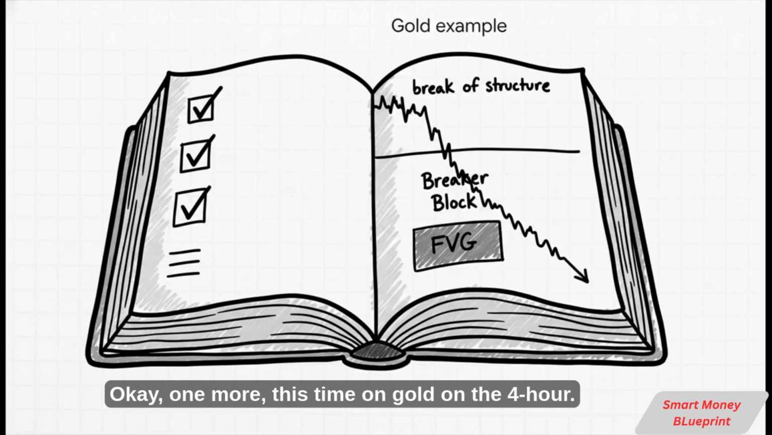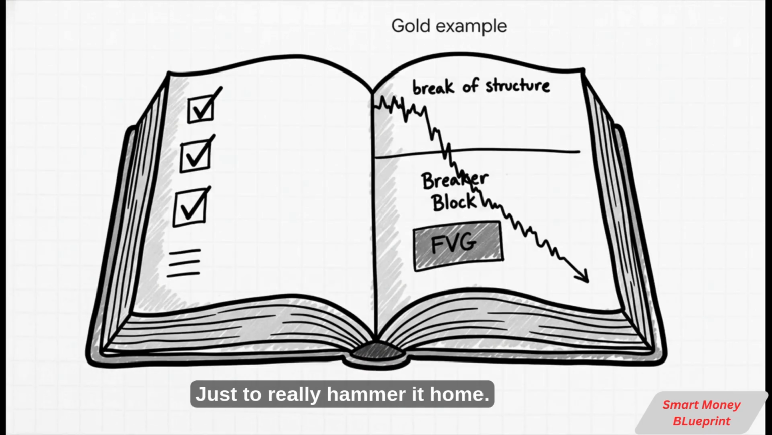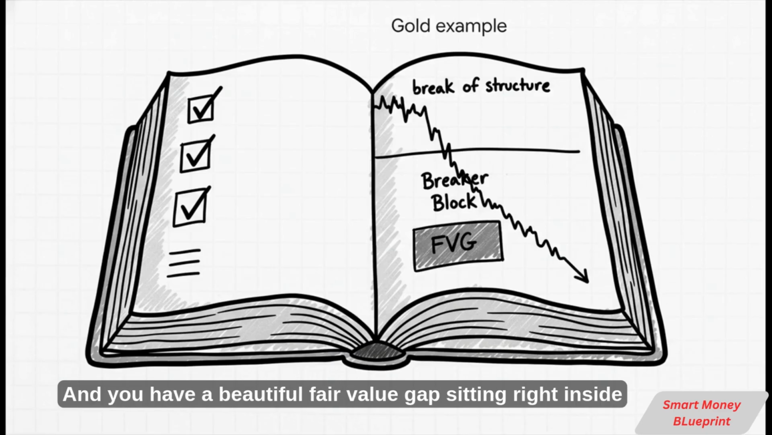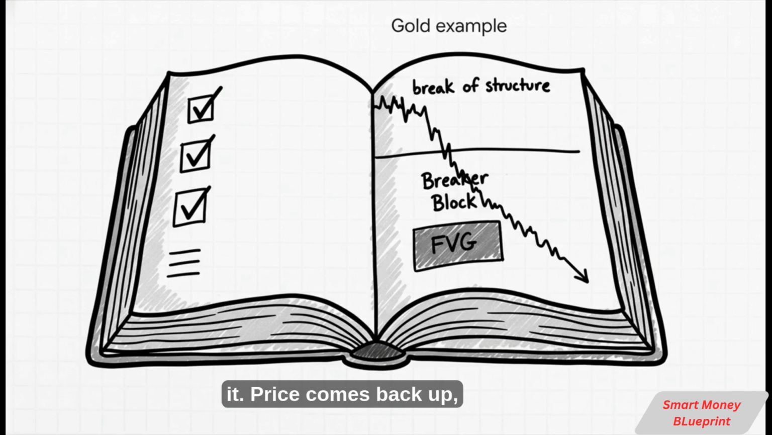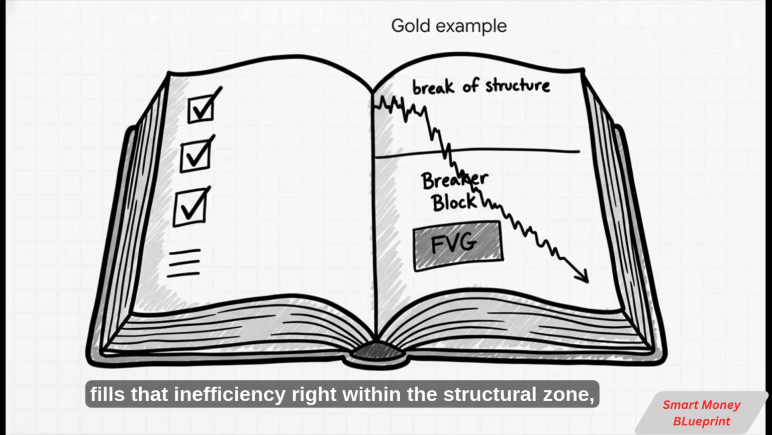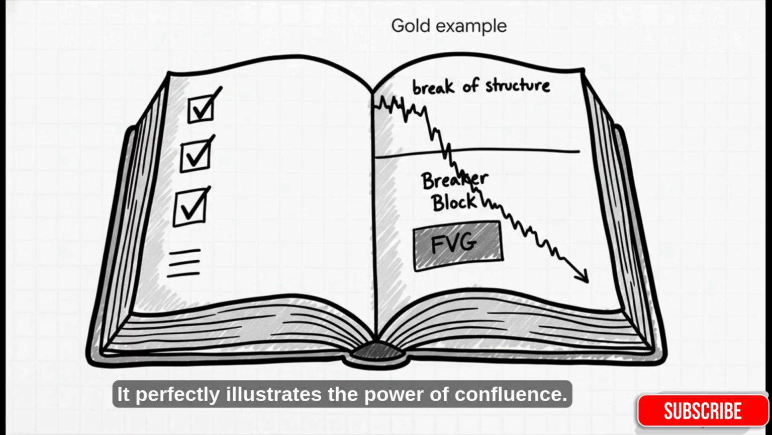Okay, one more, this time on gold on the 4-hour, just to really hammer it home. This is as textbook as it gets. You have the break of structure, you have a clearly defined breaker block, and you have a beautiful fair value gap sitting right inside it. Price comes back up, fills that inefficiency right within the structural zone, and reverses. It perfectly illustrates the power of confluence.